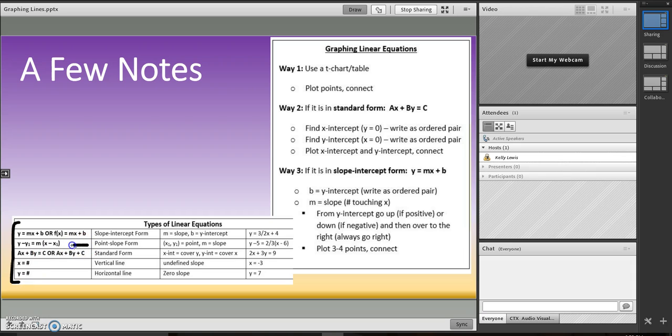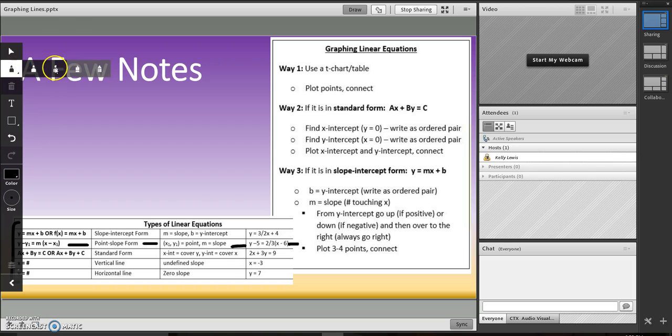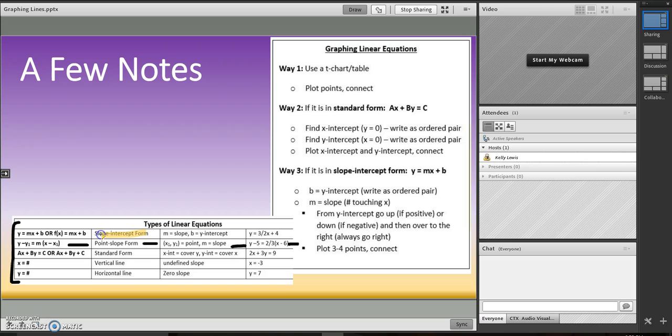We really don't do point slope form, but I want you to know it exists. The main ones that we do are these other guys. Slope intercept form, which is y equals mx plus b. Standard form, which is ax plus by equals c. A vertical line, which is where x equals a number. A horizontal line, which is y equals a number.